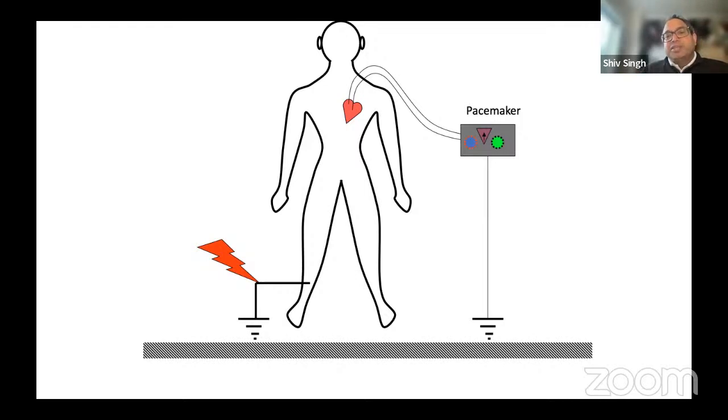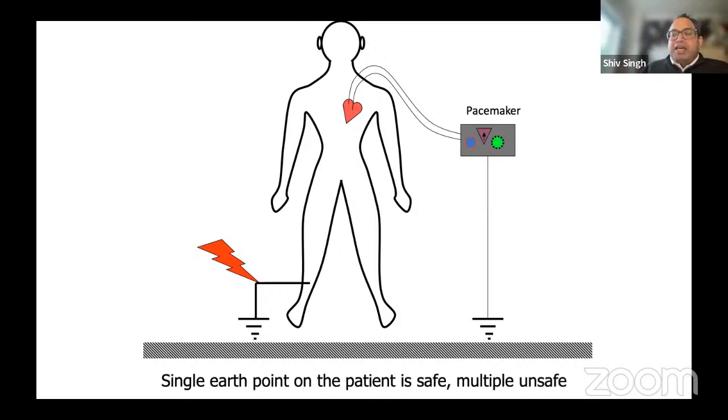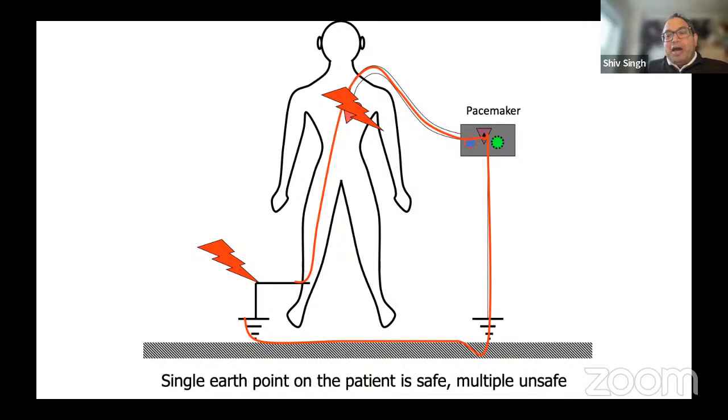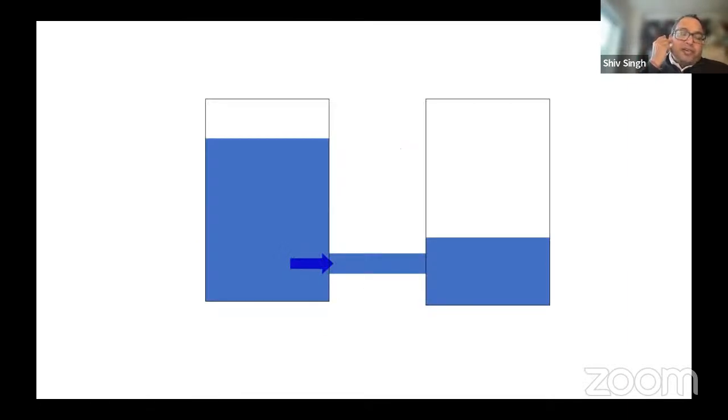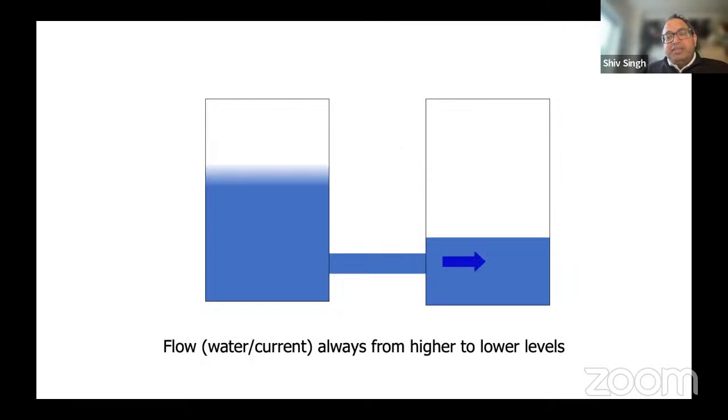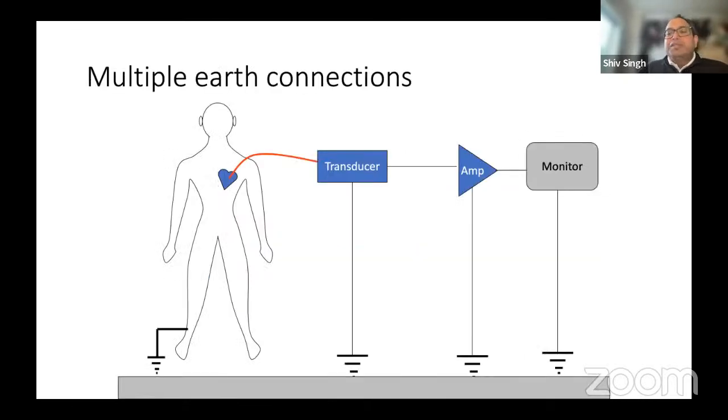So isolated power systems are important when you have any connection from an external unit directly to the heart. So earthing is not always safe. But what if you have multiple earthings? Patients will not just be connected to a pacemaker, they will be connected to an ECG, because that's how you monitor whether the pacemaker is working or not. So you never actually have a patient connected to a single monitor in most cases. The current will always flow from a higher potential to a lower potential, just like water does. So you have to remember that. Now imagine a patient who is connected to multiple equipment, and all of these equipment have got an earth.